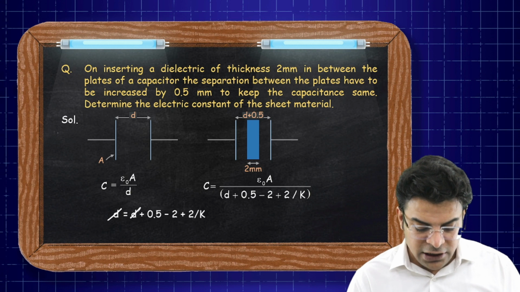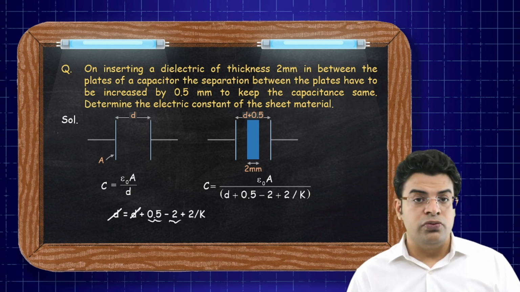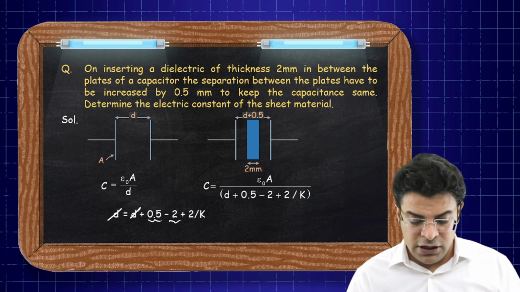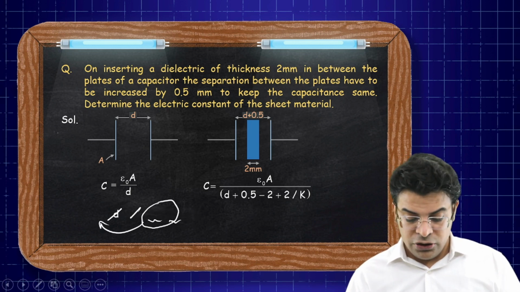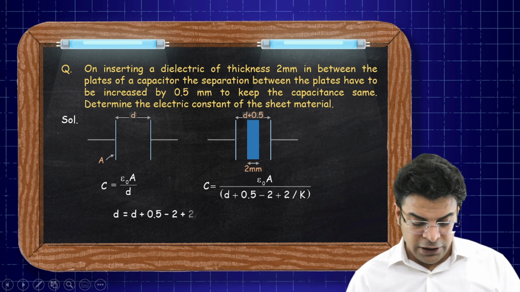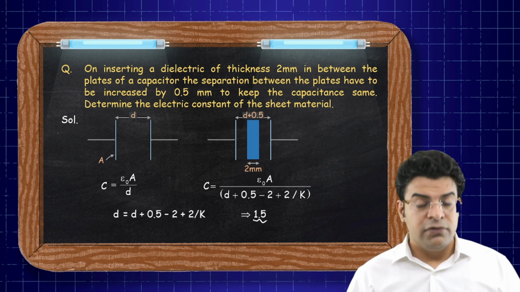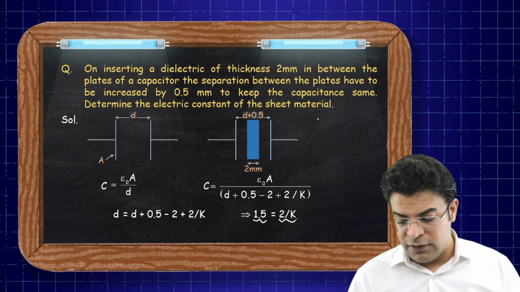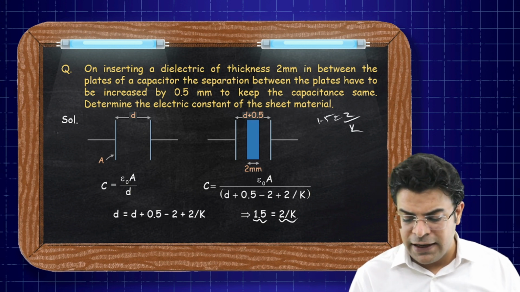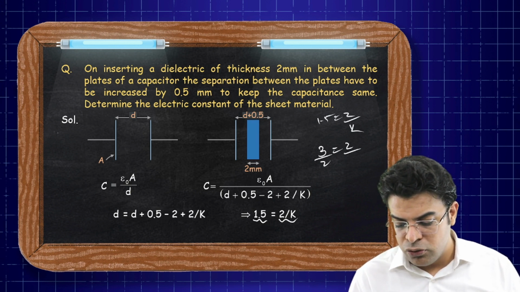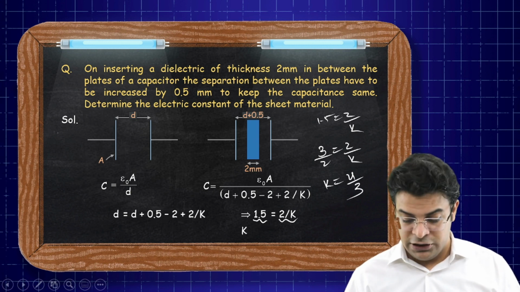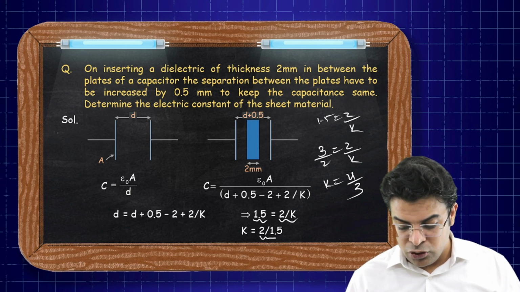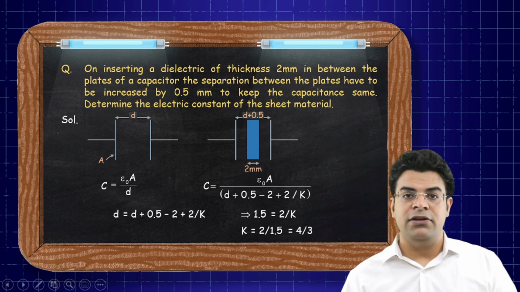Cancel out D and D. 0.5 minus 2 gives you minus 1.5, and bring this minus 1.5 to the left hand side, that becomes 1.5. So you get 1.5 equals 2 by K. You can write it as 3 by 2 equals 2 by K, or the dielectric constant comes out to be 4 by 3, which is 1.33. So the dielectric constant comes out to be 2 by 1.5, which is 4 by 3.